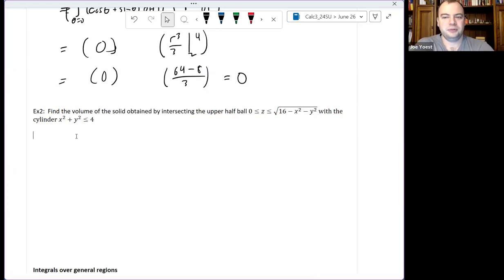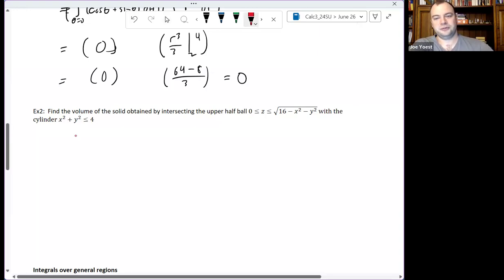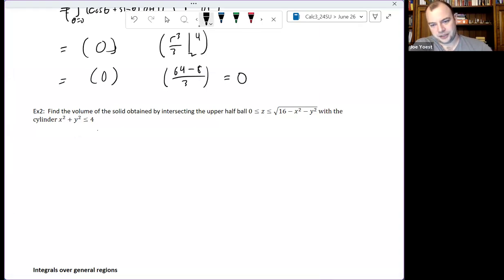So I want to find the volume of the solid obtained by intersecting the upper half ball, where a ball is like a filled-in sphere, z between 0 and root 16 minus x squared minus y squared, with the cylinder x squared plus y squared less than or equal to 4. So what do we have going on here? Let's draw a picture first.